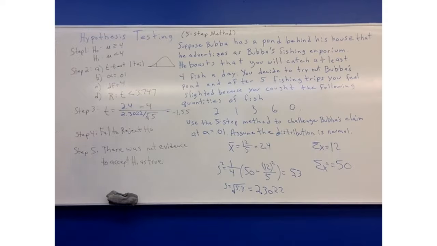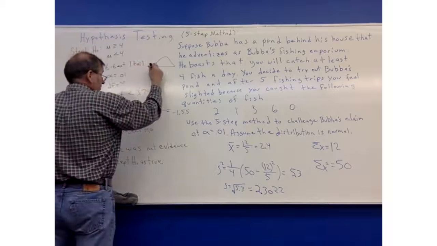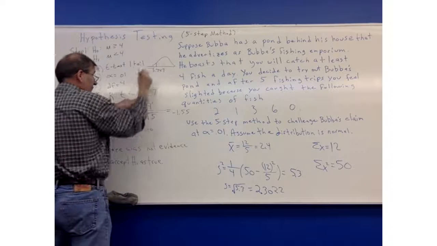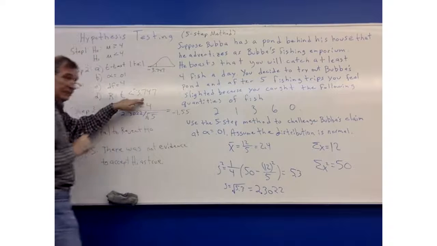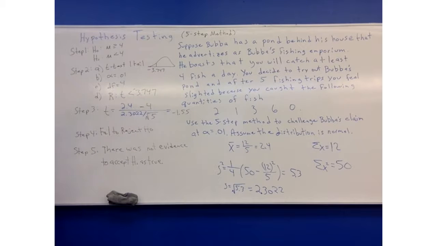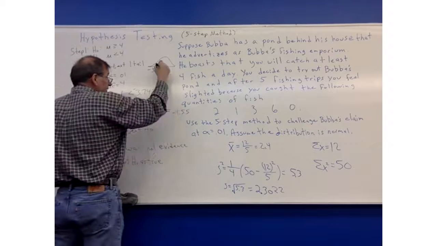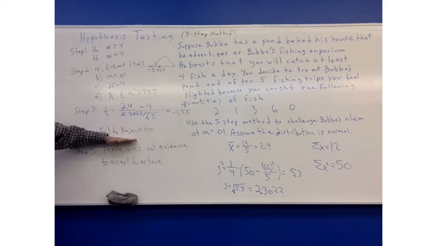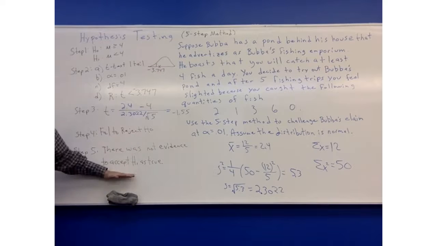Okay. Now, there's something I forgot to do. Does anyone see what I forgot to do? I forgot to mark that. That number should be 3.747. And I remember that and that both need to be negative because it's a lower tail test. Where does negative 1.55 land? Lands there. So again, we fail to reject the null hypothesis. There was not evidence to accept H1 as true.